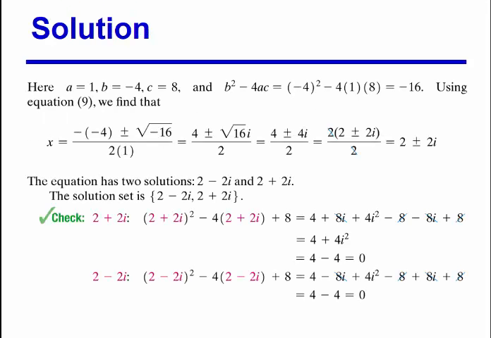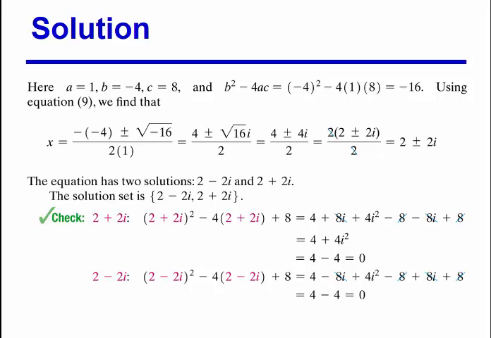So in this case, a is equal to 1, b is equal to -4, and c is equal to 8. So the first thing we do is find the value of the discriminant, and that's equal to -16. And so therefore we know that we don't have a real solution, but we do have a complex solution. So using the quadratic formula, we plug those values into our formula, and then we end up with 4 plus or minus the square root of -16, over 2.